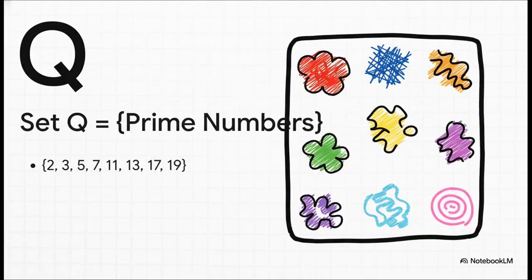Simple as that. Next up, set Q. This team is made up of all the prime numbers in our universe. Quick refresher, a prime number is any number bigger than 1 that can only be divided cleanly by itself and 1. So we just scan our universal set from 2 to 19 and pick them all out. That gives us 2, 3, 5, 7, 11, 13, 17, and 19. Perfect. Our 2 main sets are now totally defined.